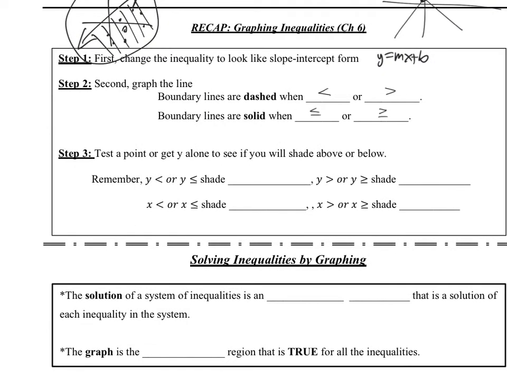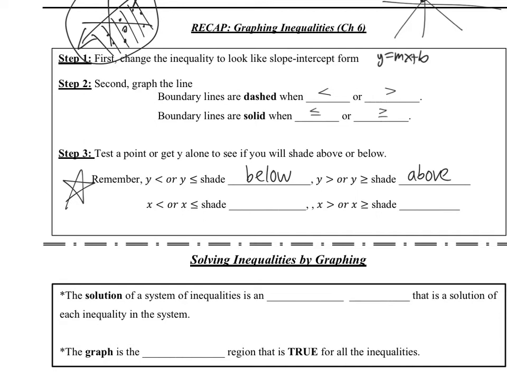Okay. Step 3 says to test a point to see if you'll shade above or below. I don't like to test a point. I like to do this stuff down here. I think this is a lot easier. So if it's less than or equal to, we're going to shade what? Well, we're going to shade below. And that means if it's greater than or equal to for y, it's only if it's for y, though, we're going to shade above. Okay.